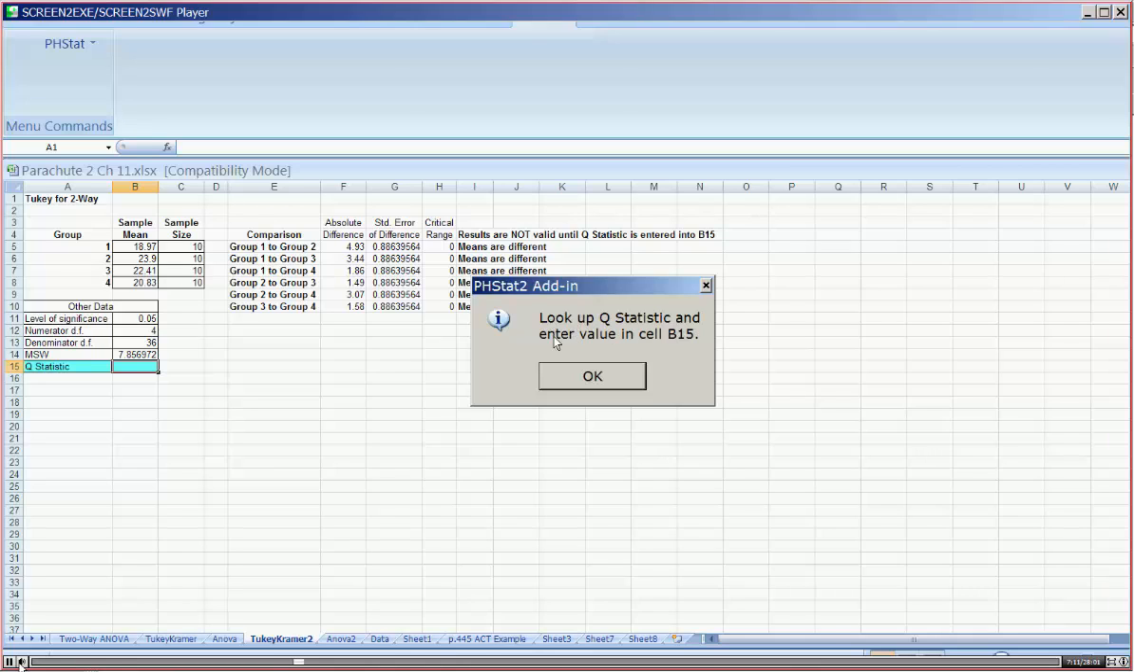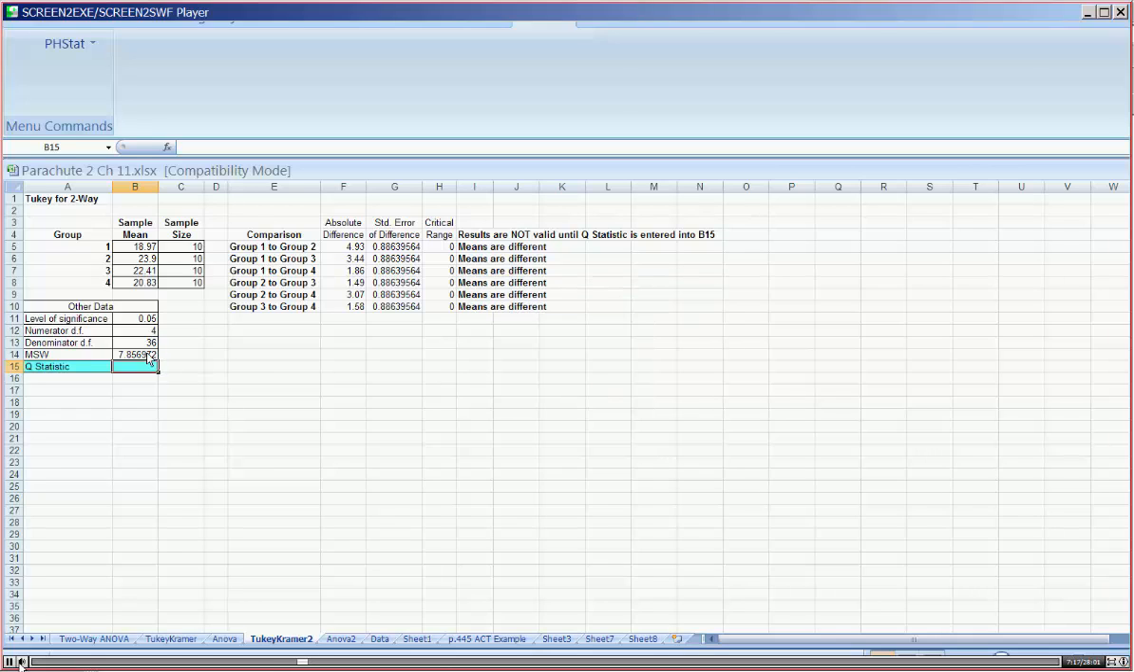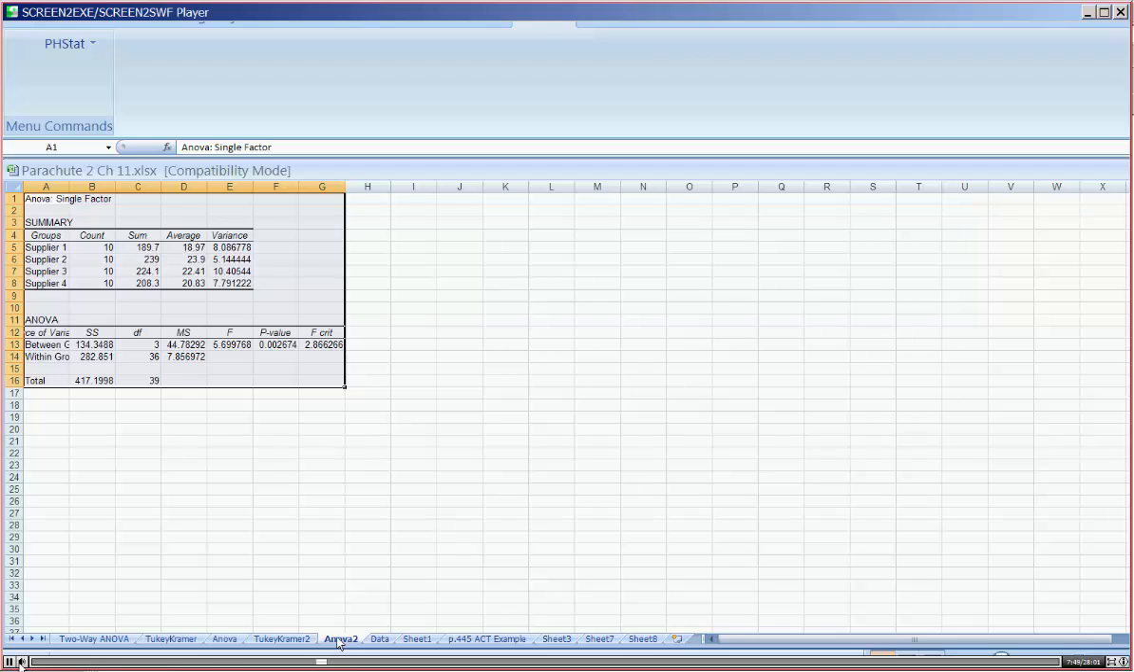Now it's telling us to look up the statistic and enter the value in cell B15. We see right here that the denominator is incorrect, since PHStat2 had no idea we were trying to look at the data used in a two-way analysis of variance. So they gave us the one-way analysis degrees of freedom. In doing so, PHStat2 created its own ANOVA tab, which we are not going to use. That's where it's coming from, right here.